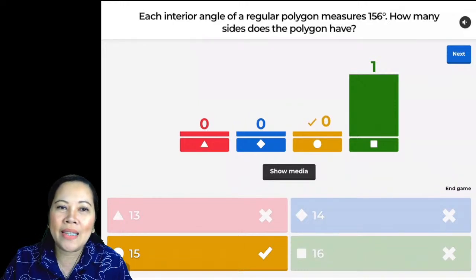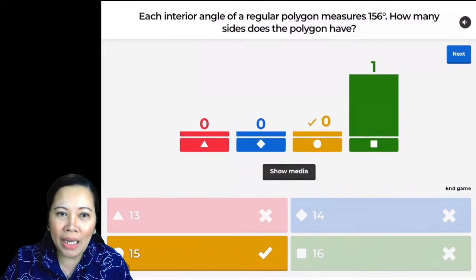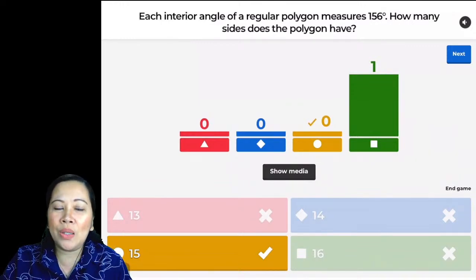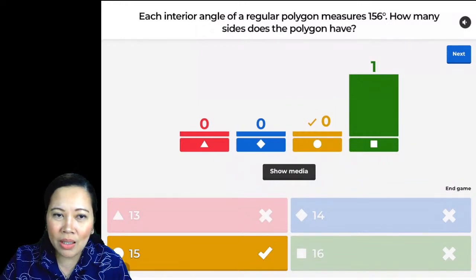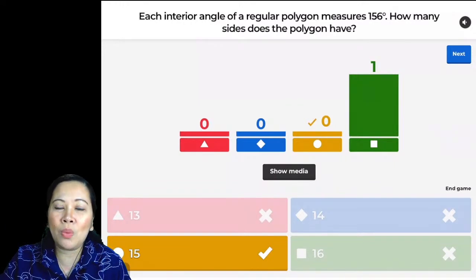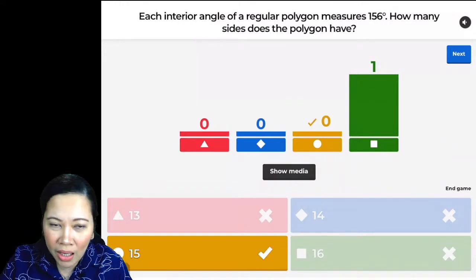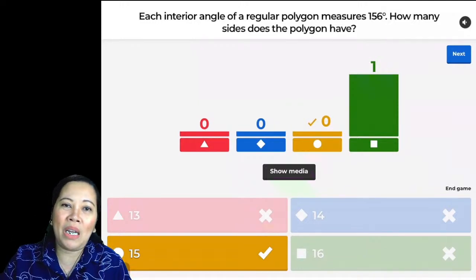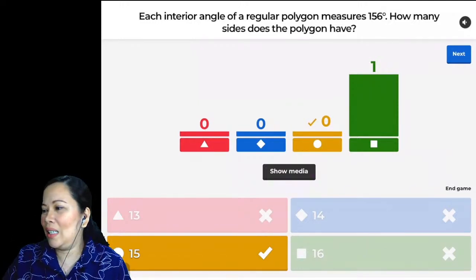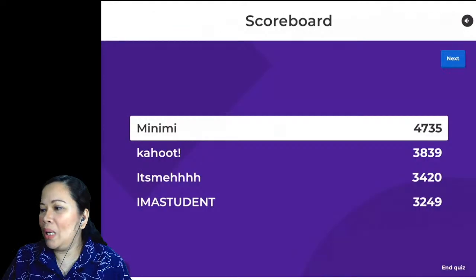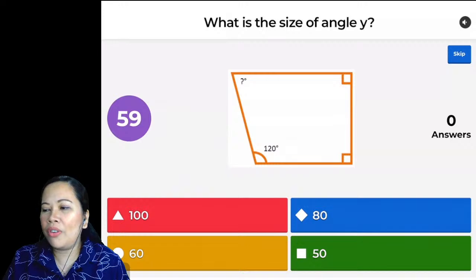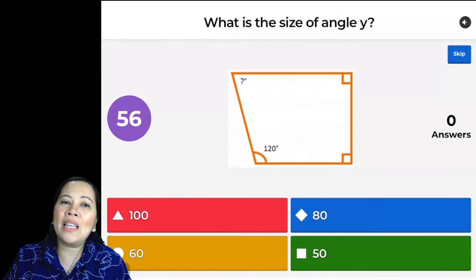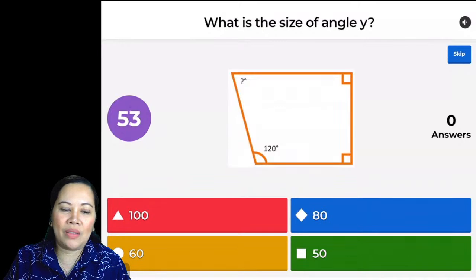All you need to do is subtract: the easiest way is 180 minus the regular polygon's measure. 180 minus 156 would give you 24. And then you just divide 360 by 24. It will give you 15. Mini-Me is still on the lead. Number 13, we're almost done. What is the size of angle Y for this question?